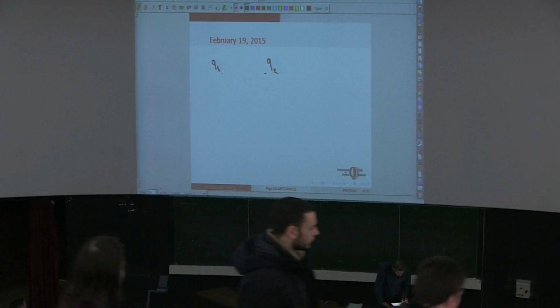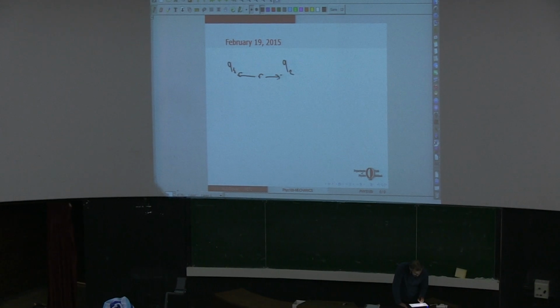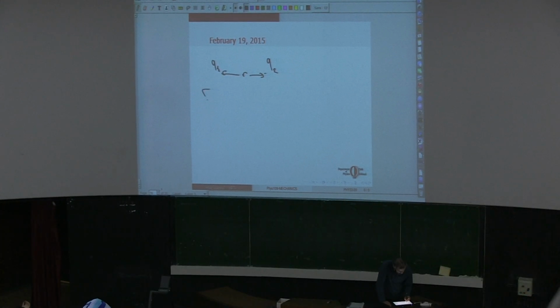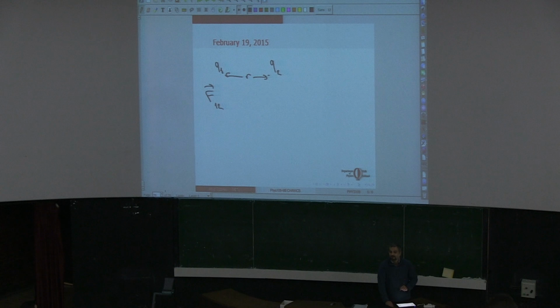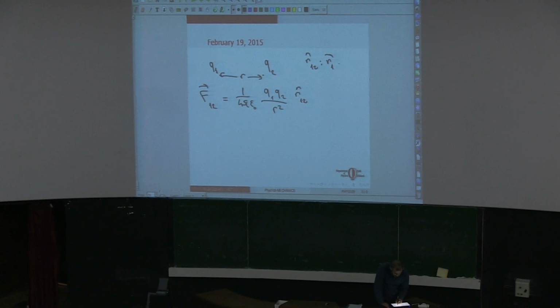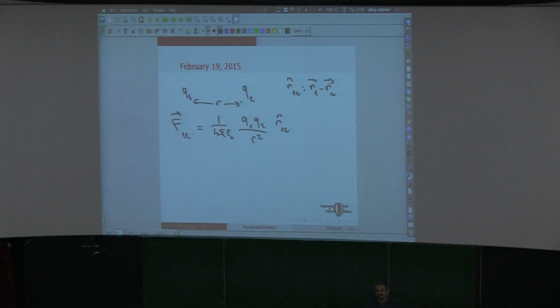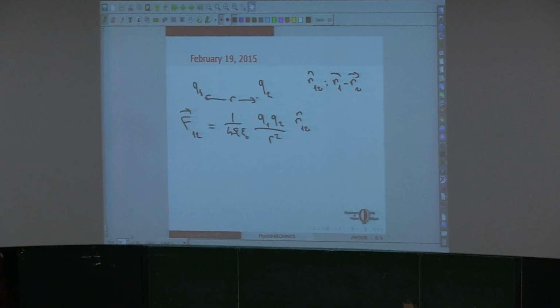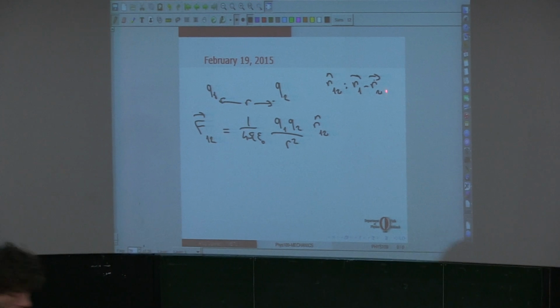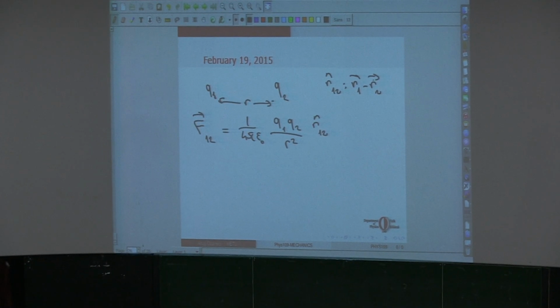other. If we call the separation between the two R, then the force that the first charge feels due to the second charge will be just some constant times Q1 Q2 divided by R squared in the R12 hat direction, where R12 hat is along R1 minus R2. This is how we had defined it, R1 being the position of charge Q1, and R2 the position of charge Q2.